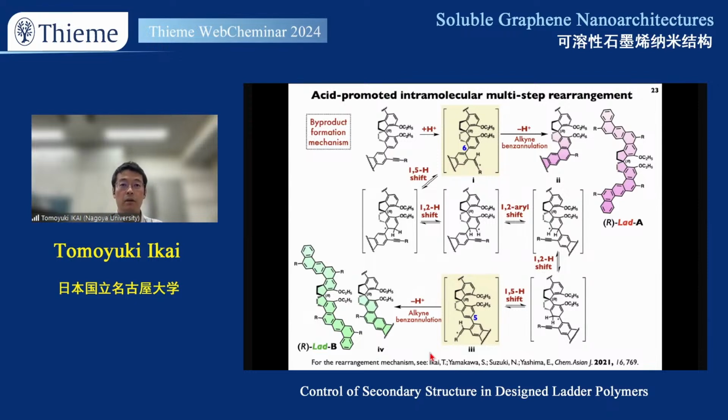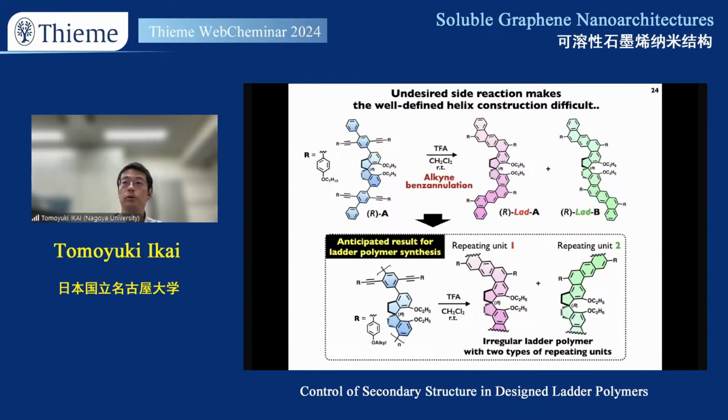We believe that this byproduct B was produced through this complicated multi-step rearrangement process. The key point is that the alkyne benzannulation occurred after rearrangement of this allyl group from the 6 to the 5 position of the indane rings. This caused the formation of the byproduct. This result indicates that if this alkyne benzannulation was applied to polymer synthesis, an irregular polymer with two types of repeating unit would be produced. So for well-defined construction of the secondary structure, it is necessary to completely suppress this side reaction.